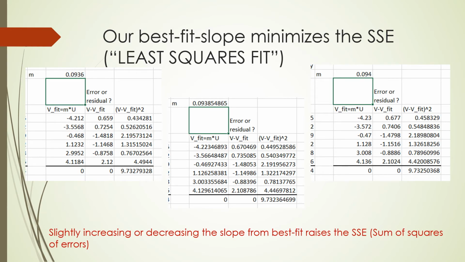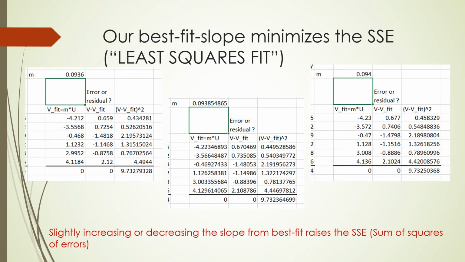So now we're ready to say in what way our best fit slope is best. It is the slope that minimizes the SSE, the sum of the square of the errors. And it's sometimes known as the least squares fit. It took the square error, and it's the fit that makes it least.